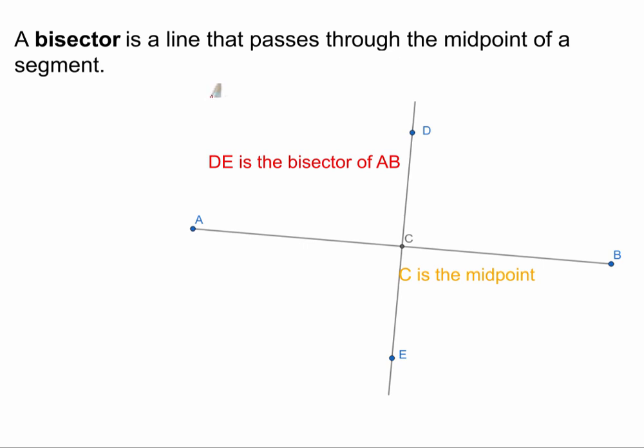All right, and next we're going to talk about a bisector. So a bisector is just a line that passes through the midpoint of a segment. So here's AB, and point C is the midpoint. And if point C is the midpoint, and DE goes through that point, then DE is the bisector of AB. So that's all a bisector is. It's a line that goes through the midpoint of another segment.